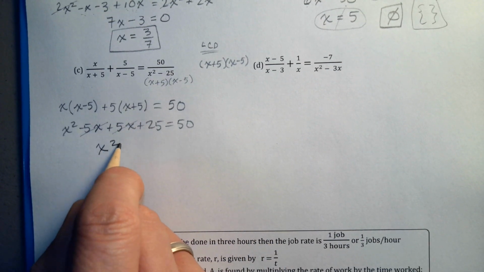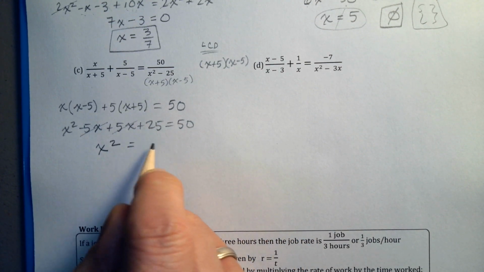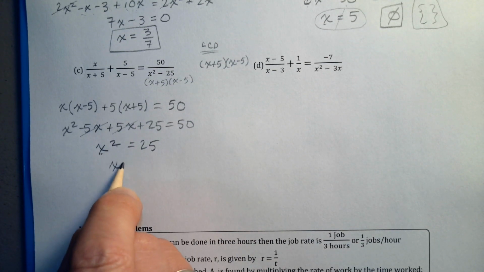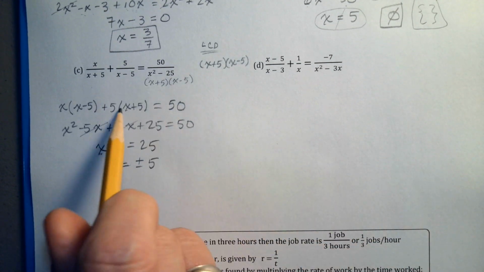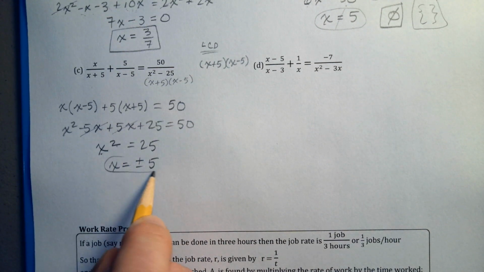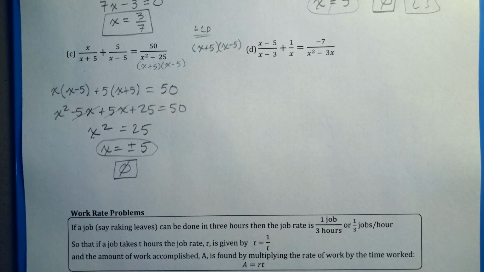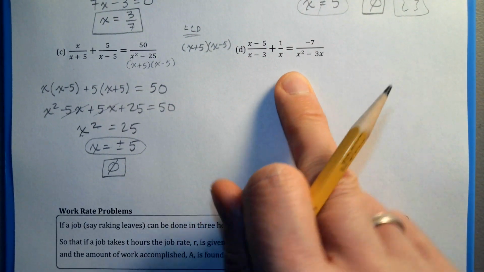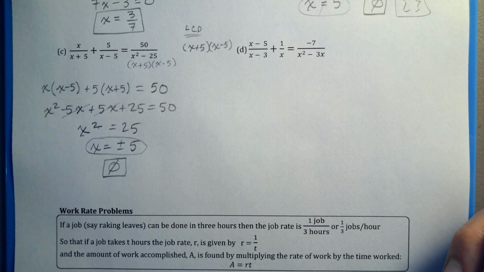So we get x squared, because the middle term's missing, so we don't want to really set this one equal to 0. x squared equals 25. And so x is equal to plus or minus 5 when we take the square root of both sides. However, those two answers, no good. So again, in this case, we have no solution, because the two answers we got do not work. The two answers make the original equation undefined. Okay, next one. Go ahead, pause the video, work on this one, and then unpause the video.